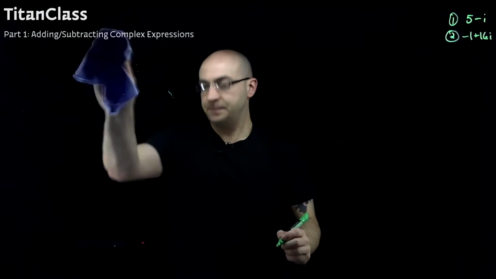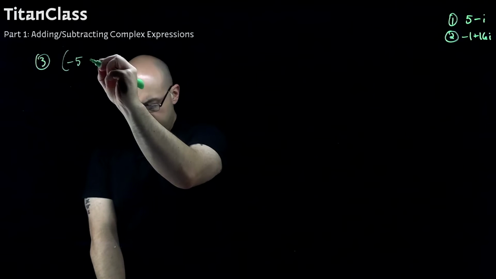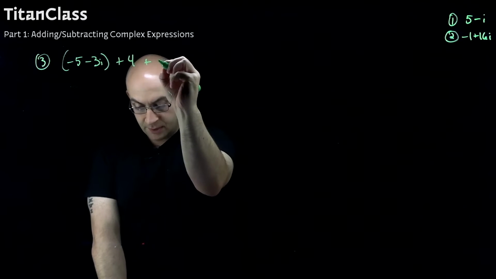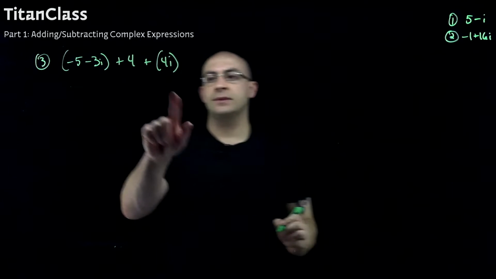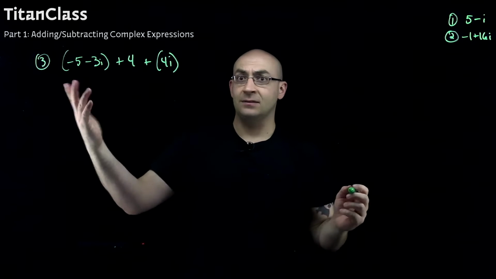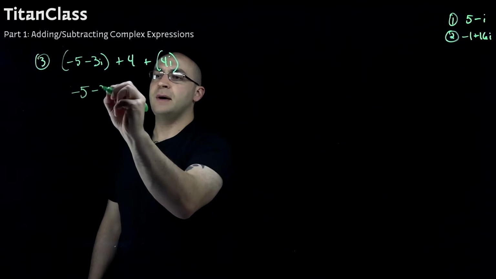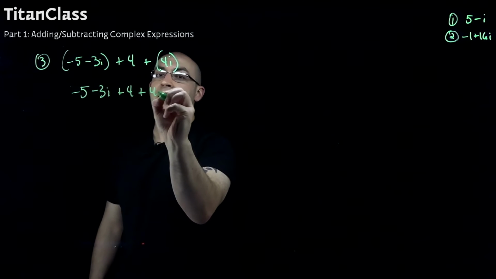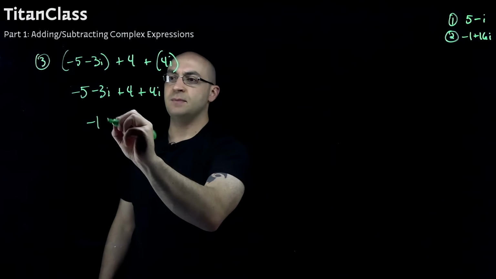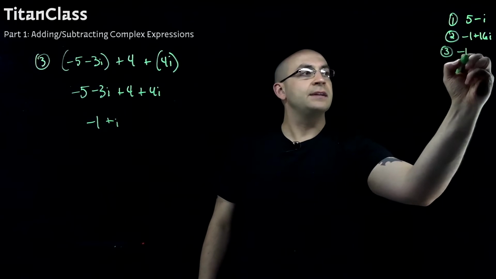All right, number 3. Negative 5 minus 3i plus 4 plus 4i. Okay, so again, we've got a couple plus signs that are linking things together. We're just going to drop everything down and the parentheses go away. Only minus signs distribute, right? So this is negative 5 minus 3i plus 4 plus 4i. Negative 5 and 4 again is negative 1, and negative 3i plus 4i is plus i, or plus 1i. Final answer here. So number 3 is negative 1 plus i.